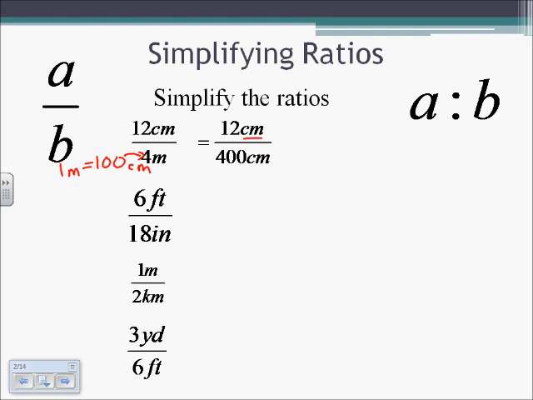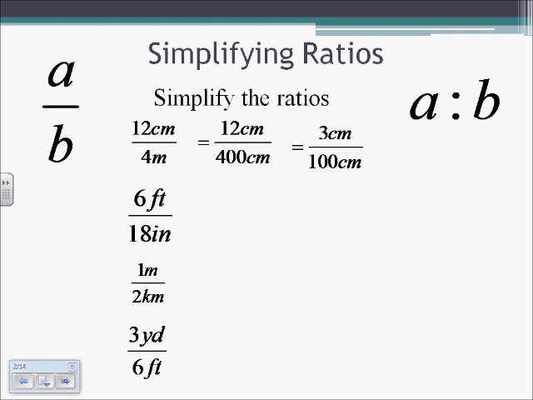Once I have the top and bottom the same measure, I can go ahead and simplify the fraction. So 12 over 400 can be simplified down to 3 over 100. So our ratio then is 3 to 100 centimeters.